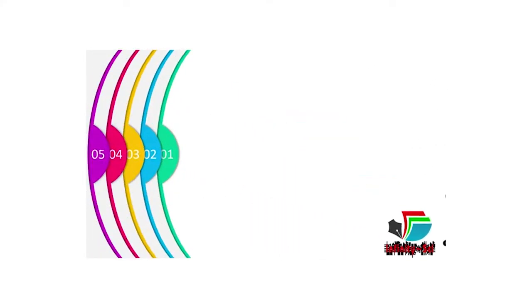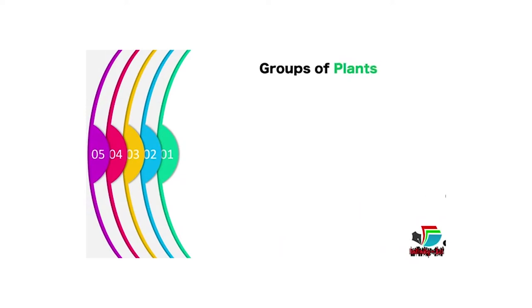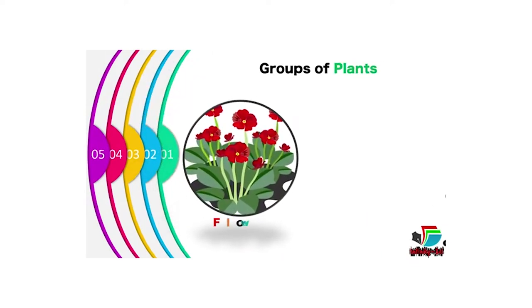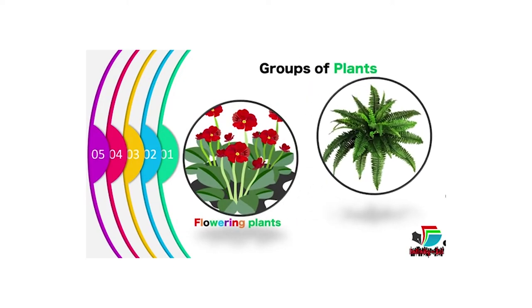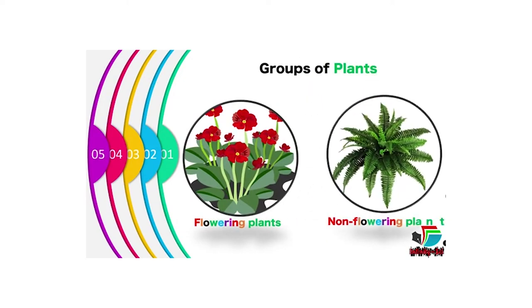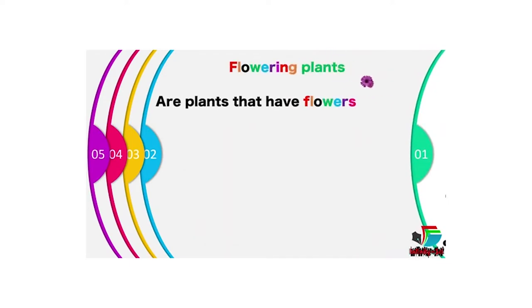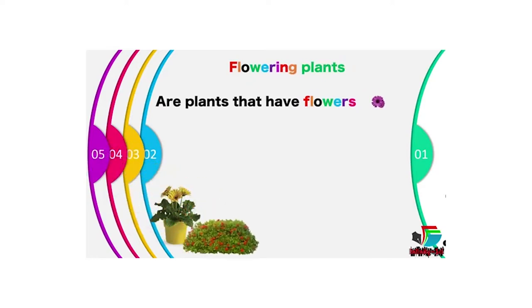Hello, welcome back to the science lessons, and today we are looking at groups of plants, the main groups today being flowering plants and non-flowering plants. The lesson is brought to you by teacher Frederick K. So first, let's look at our flowering plants. Flowering plants, by definition, are plants that have flowers, as you can see there.